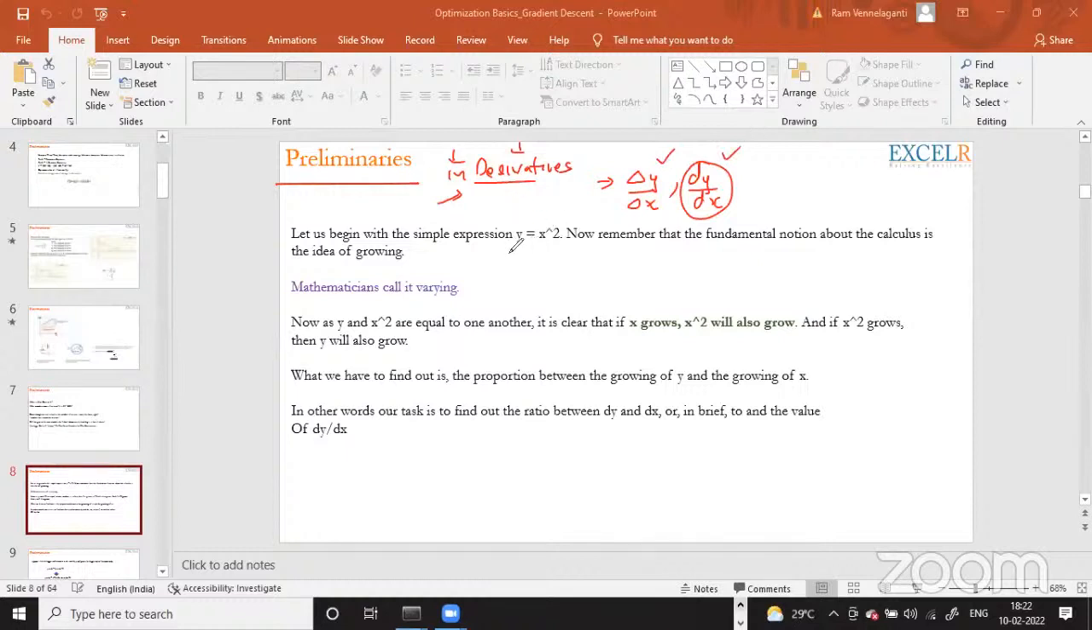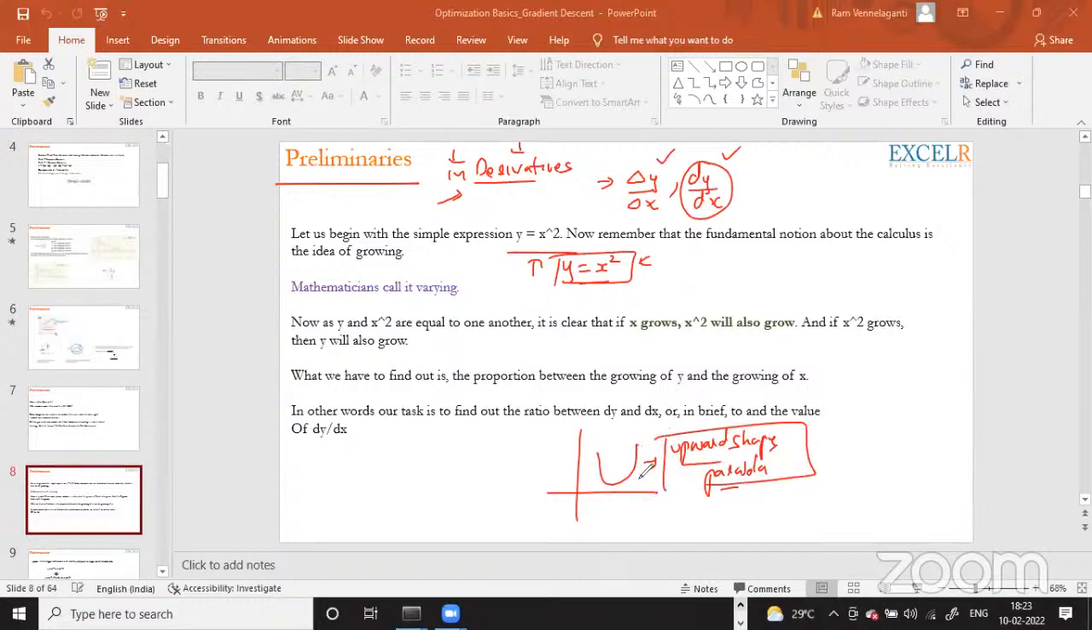So if I give you a simple equation like this, y is equal to x square, what is the shape of this equation going to be? An upward-opening parabola for us. This is going to be the shape of your equation. This is just an example of what we are trying to understand here. y is equal to x square.